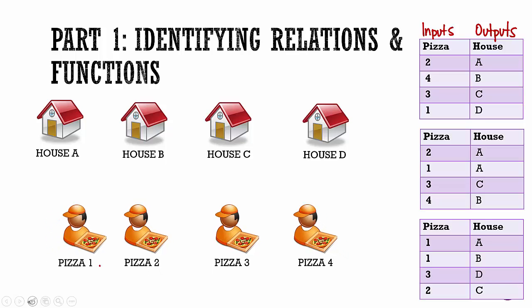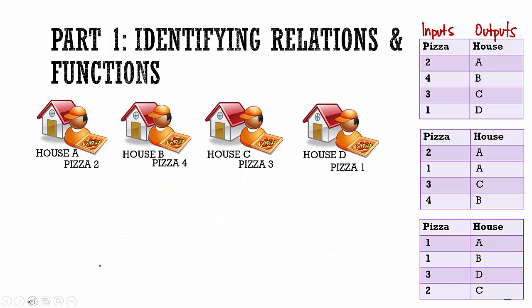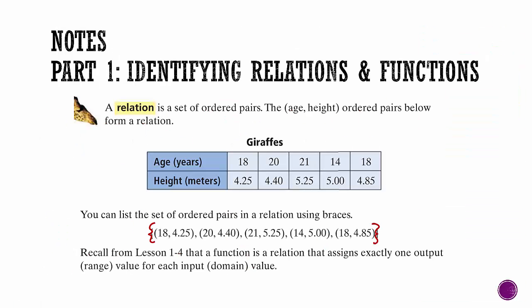Now, this one can be modeled. House A got pizza 2, House B got pizza 4, House C got pizza 3, and then finally House D got pizza 1. So if something like this can be modeled, this is a function. Remember this definition from back here. It assigns exactly one output to each input.